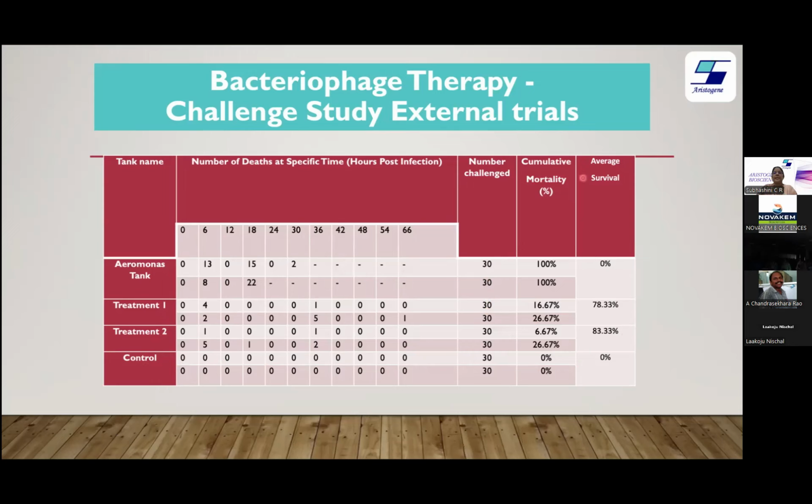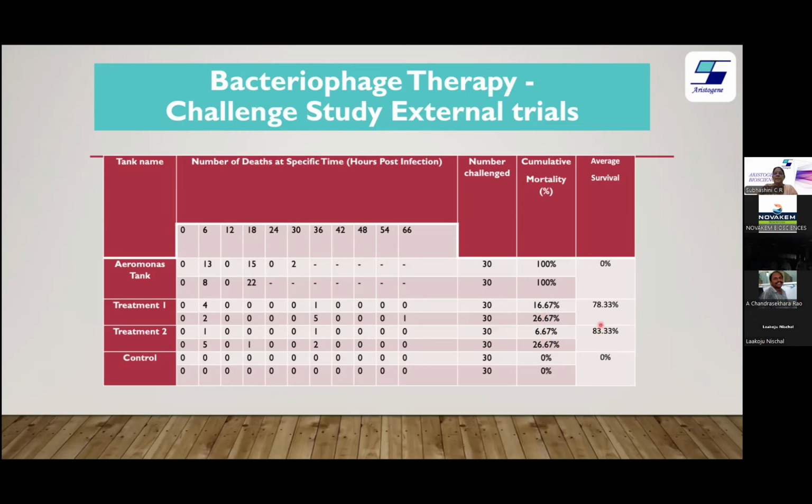We can see that the mortality in the only Aeromonas tank, when there are no phages, cumulatively is around 100% after 66 hours of infection. Slowly it is coming. After 30 hours, we have lost most of the animals. And in the treatment tank, survival is almost 78%. The mortality is 16.6 and 26.6. In the other tank, it is 6.6 and 26.6.